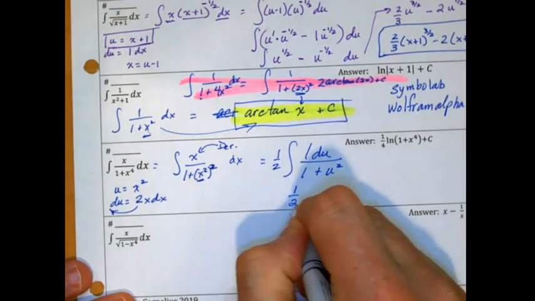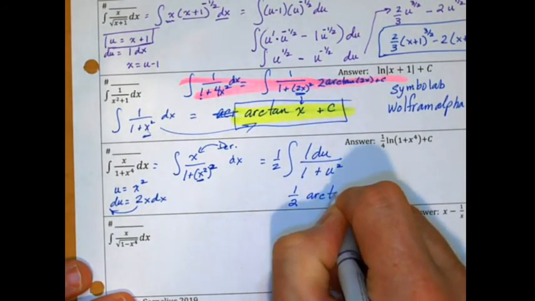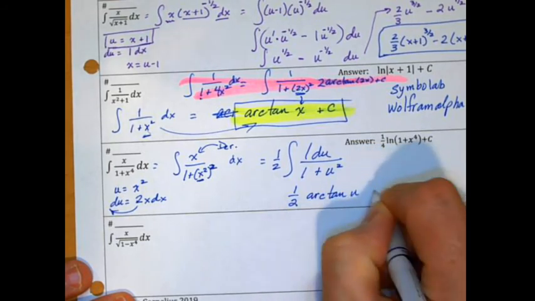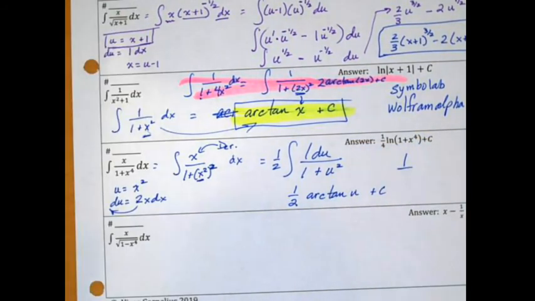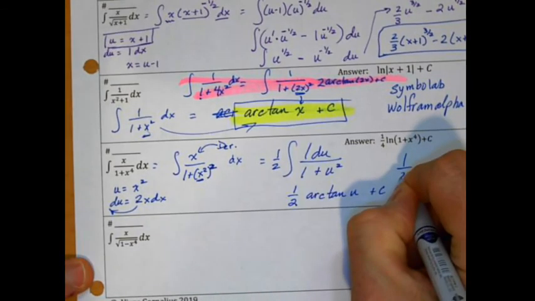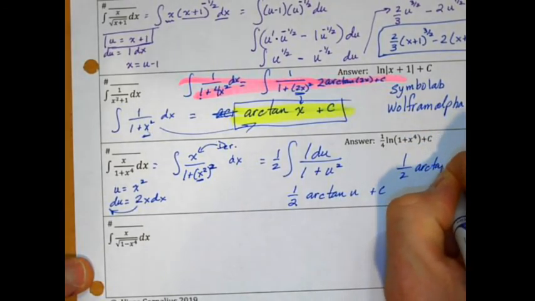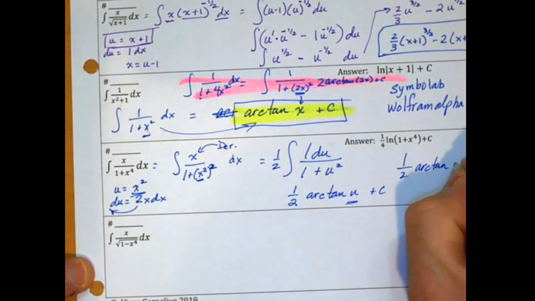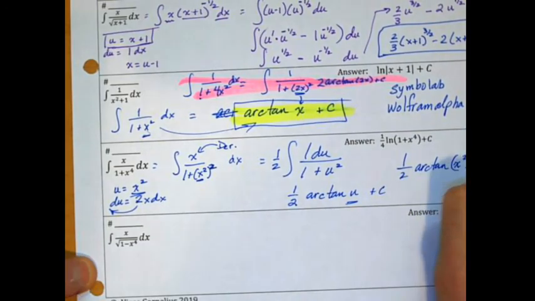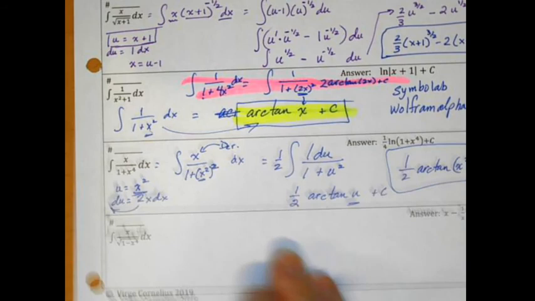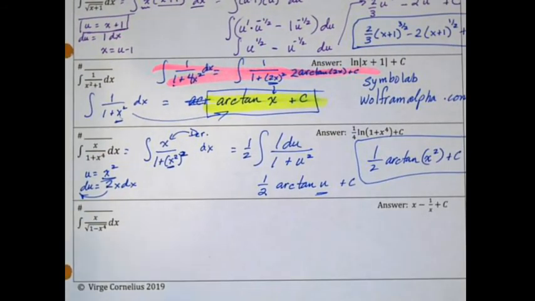So that is 1/2 arctan of u plus c. So that is, hold on. Sorry, I had a cough there. 1/2 arctan. I'm going to replace u back in with x squared plus c. Now some of these, yeah, you might struggle with. I struggle with some of them, to be honest. So just make sure that when you're doing these, you see what's going on.